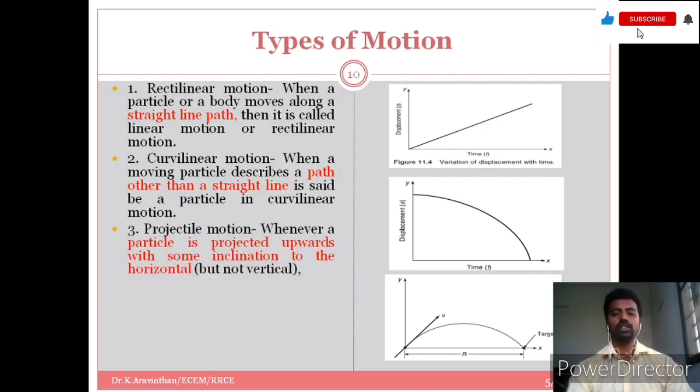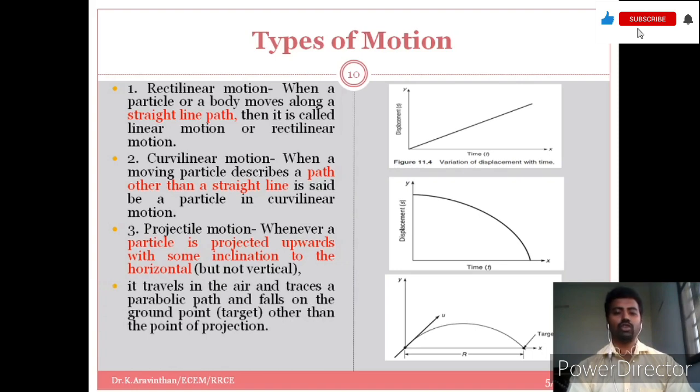And the third concept is projectile motion. Generally in projectile motion, the object moves upwards with some inclination towards the horizontal. There will be some angle with respect to the horizontal component. Also, it will reach a particular distance after the projection, and you can identify the distance. So these are the three types of motion that we discussed.